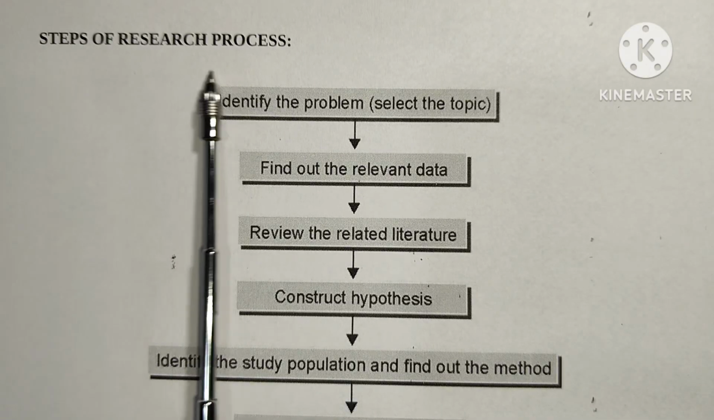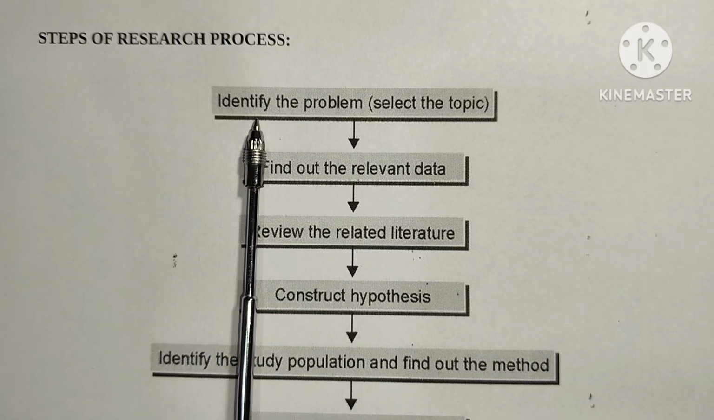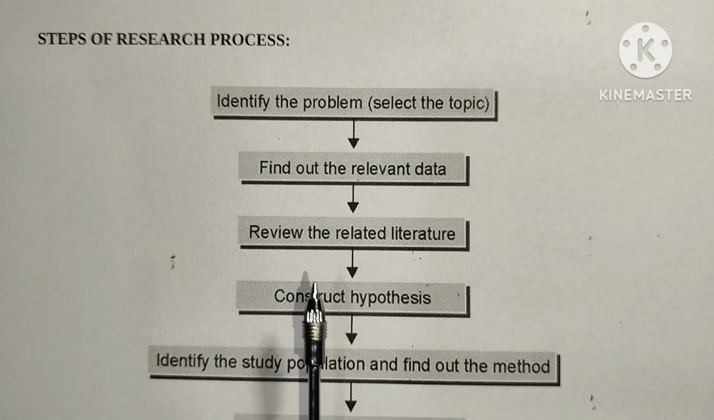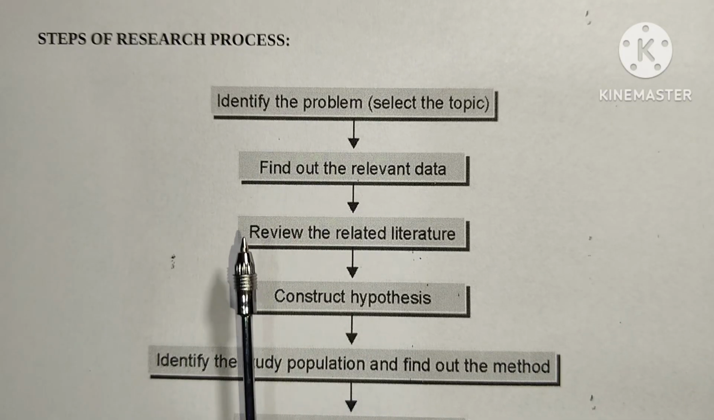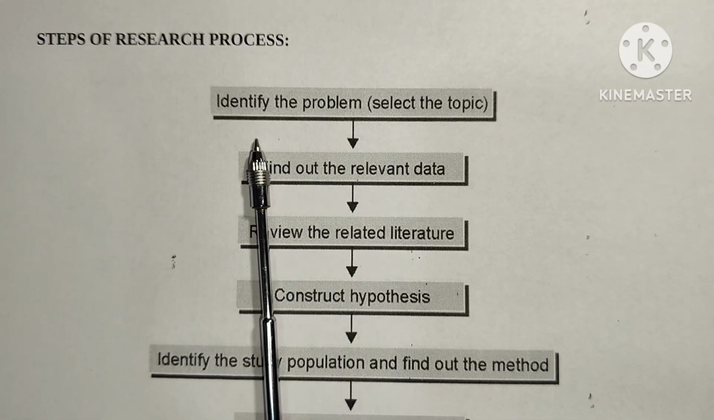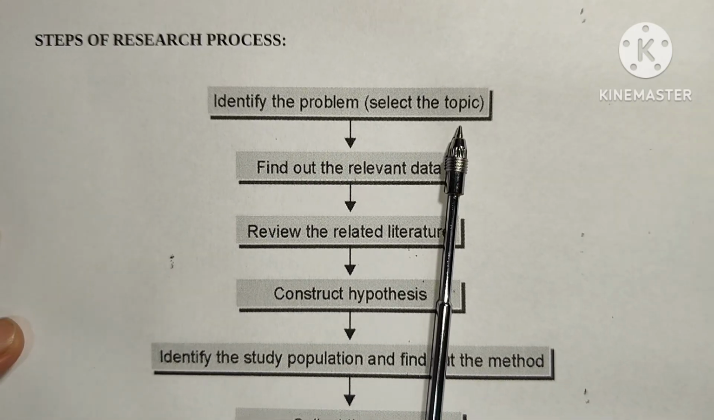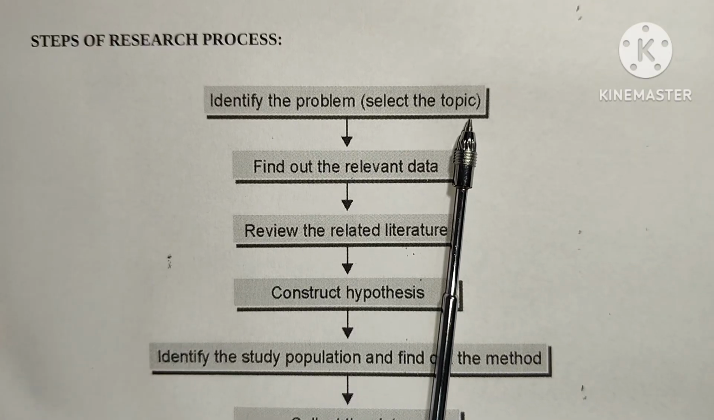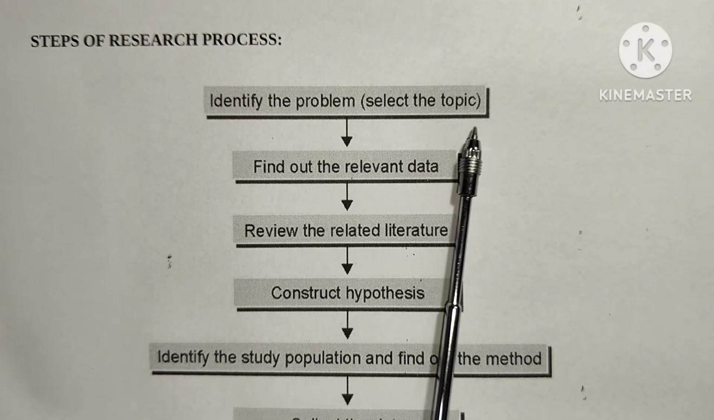Next one is the steps of the research process. Very important. As we already saw the steps in the scientific method, most of the steps will be similar. The first step of the research process is to identify the problem. Select the topic of the research study in which you want to conduct research.